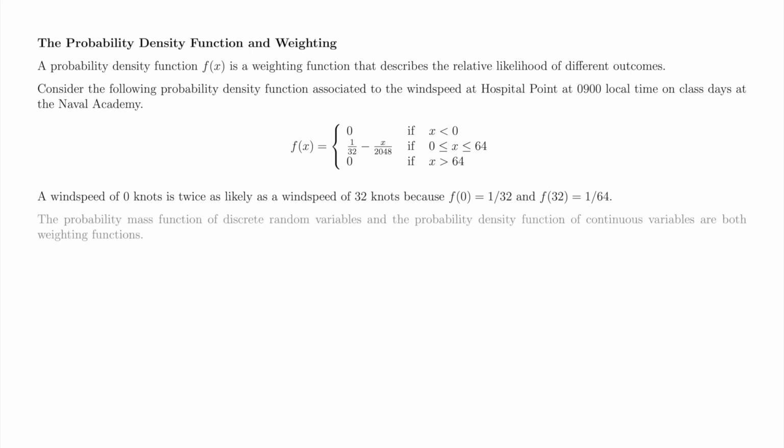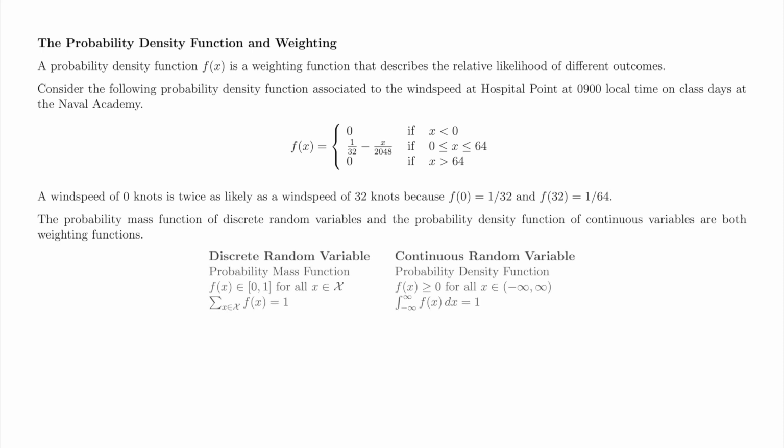The PMF of a discrete random variable also serves to tell us relative likelihoods. It is through this relative likelihood property that both serve as weighting functions. This table shows all the parallels together.